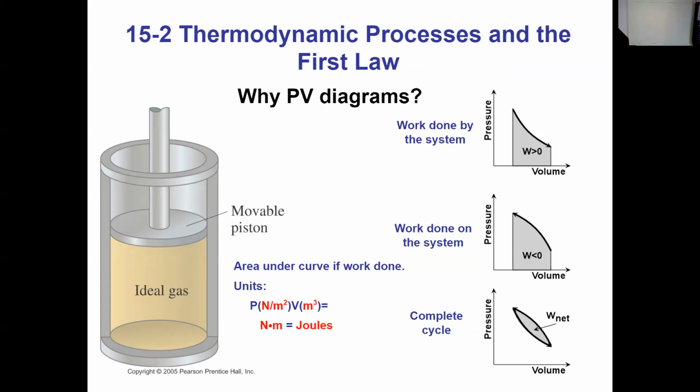So the work that goes into expanding is no longer available to our system. However, when we're compressed, when work is done on the system and the volume shrinks, if delta V is negative, then the work done is negative, and energy will be available to our system.